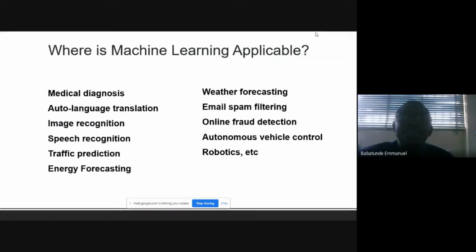Where is machine learning applicable? Machine learning techniques are applicable in the field of medical diagnosis, which is going to be the focus of this presentation. It's also applicable in solving problems that relate to automatic language translation, image recognition, speech recognition, traffic prediction, energy forecasting, weather forecasting, email spam filtering, online fraud detection, autonomous vehicle control, robotics. The list continues, it is inexhaustible. So machine learning has a very wide range of applications.